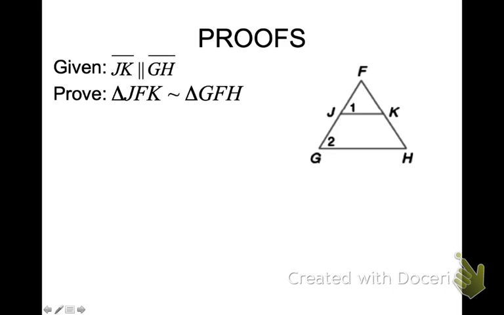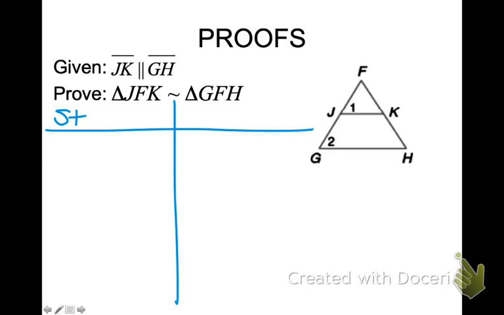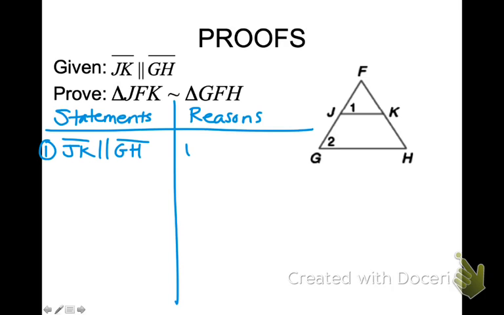Proof number 2. Get your T-chart set up. Already did. Statements on the left. Okay, guys, the chatter can stop, please. Reasons on the right. Line 1 is always your given. So I'm given that JK, what does that symbol mean? Parallel. Okay. So now let's look at our diagram.